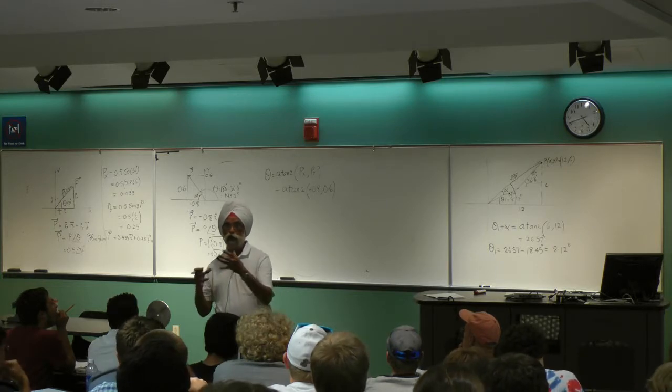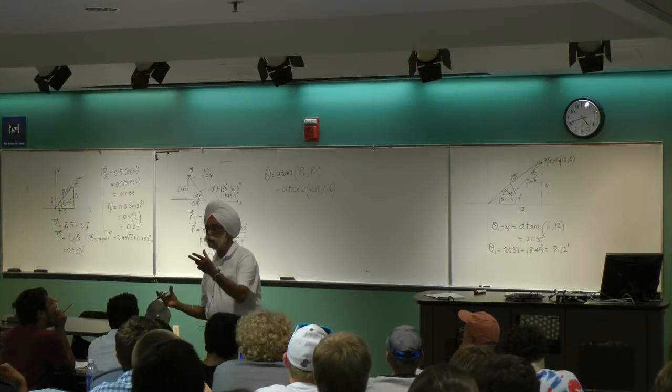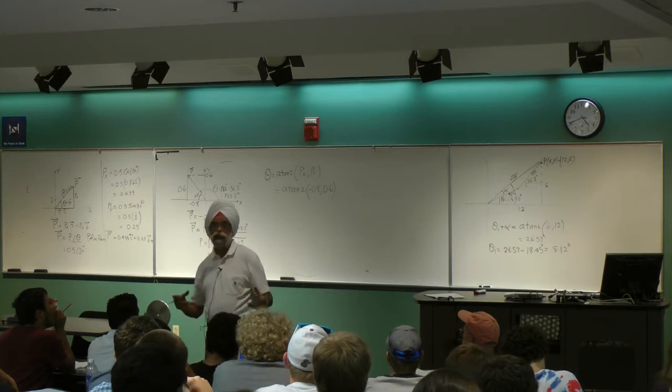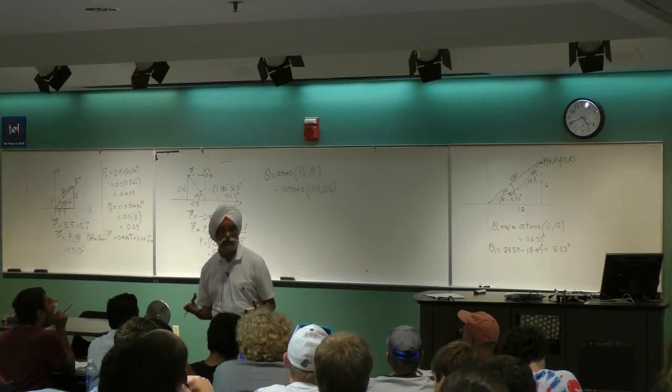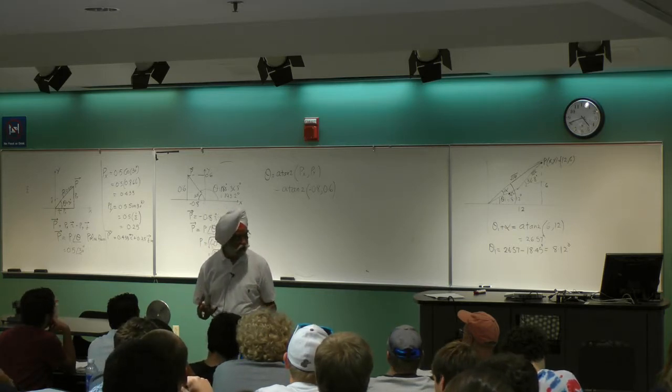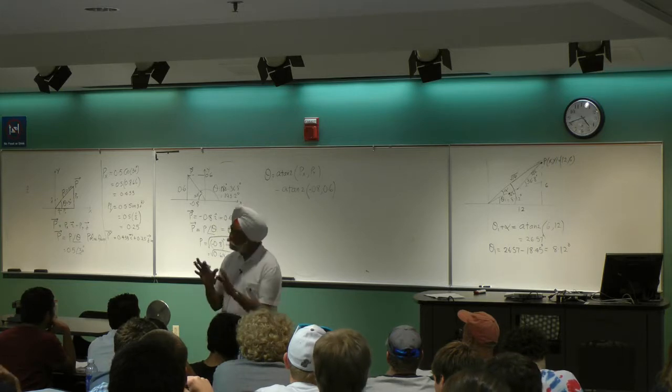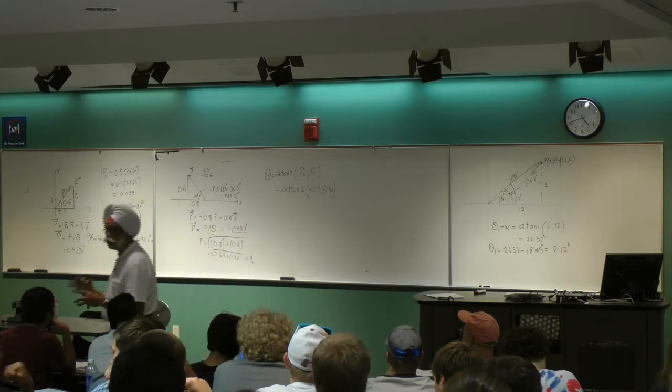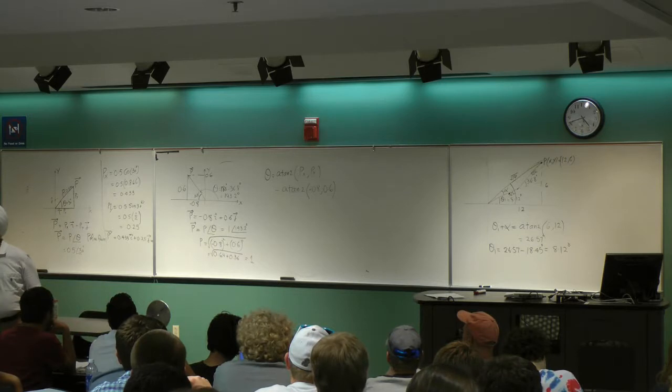Okay? If you are in the first quadrant, it better be between 0 and 90. If you are in the third quadrant, it had better be between minus 90 and minus 180, right? So always know what the answer should be. So the calculator lied to you.